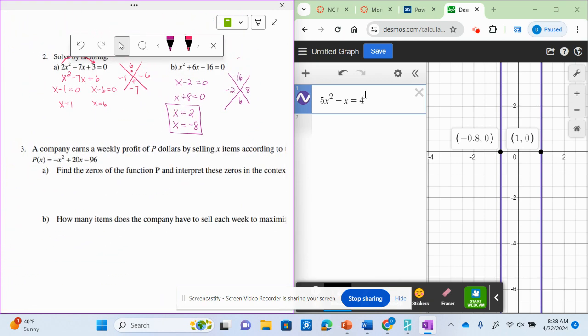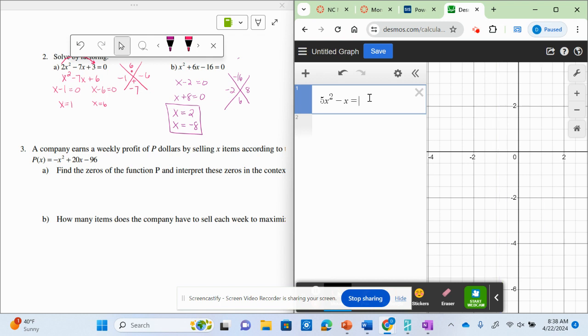This is a question about profit, and you have one of these on your test. It says, a company earns a weekly profit of P dollars by selling X items according to the equation P of X equals -x squared plus 20x minus 96. So I'm going to put this equation in, but instead of using P of X, I'm just going to use Y equals -x squared plus 20x minus 96.